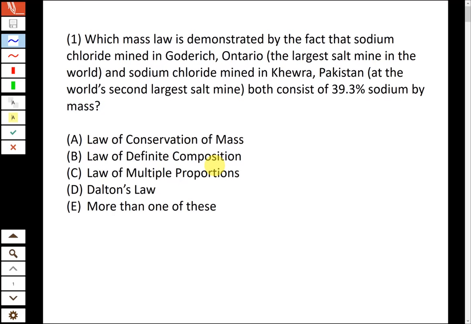In looking at the answer choices here, first we should recognize that Dalton's law is not a mass law. So this is not going to be our answer because it's not even one of the mass laws. There's Dalton's atomic theory, which is related to these laws. It's a theory that explains the mass laws, but Dalton's law itself is something we'll learn about later in the course related to gases. It has nothing to do with the mass things.